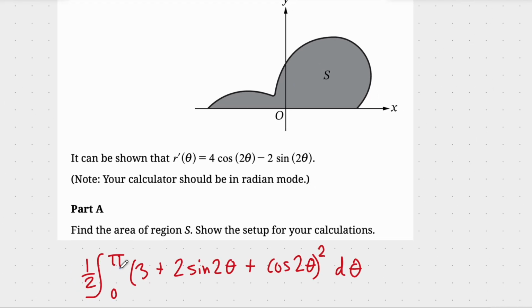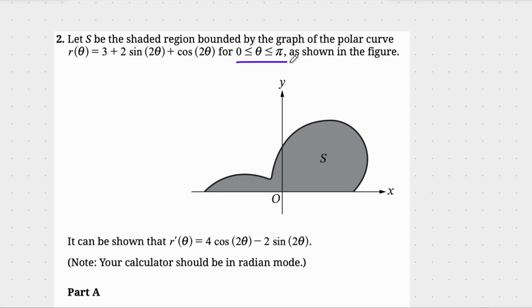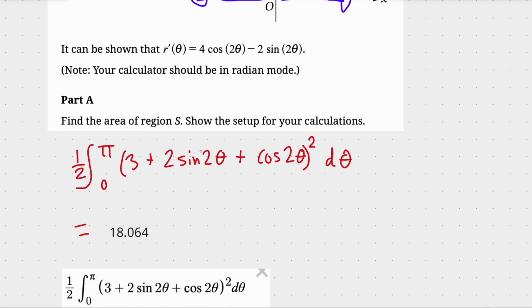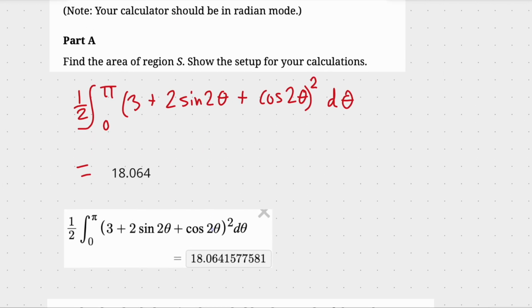The bounds are from 0 to pi. The question literally says 0 to pi, but here's the reason why. Because the boundary, if you think of it as an angle, is like 0 radians. And then here's the other boundary, and that's pi radians. Okay, so you put that in your calculator and you get this as your answer, round it to 3 decimal places.